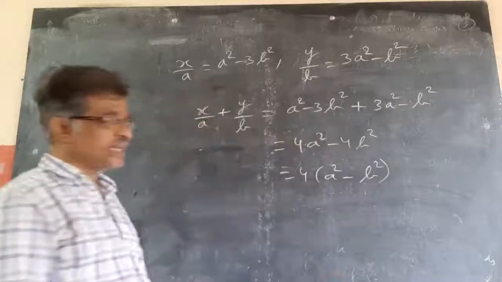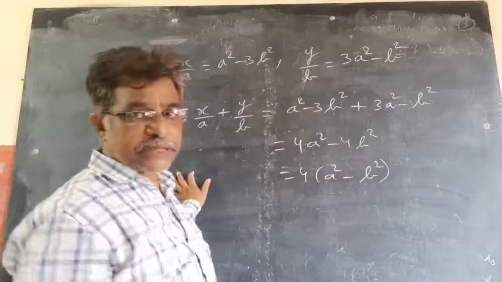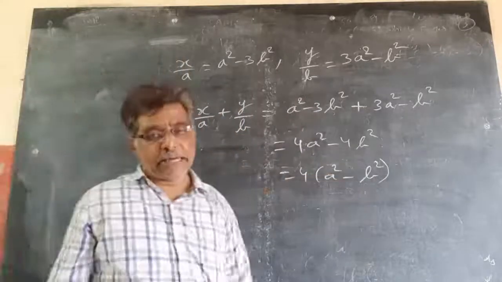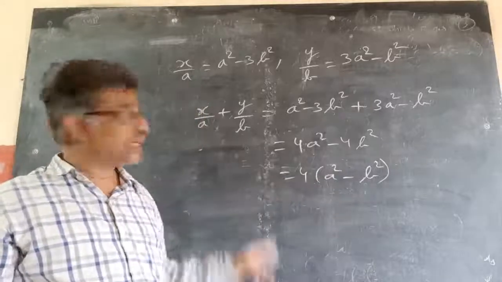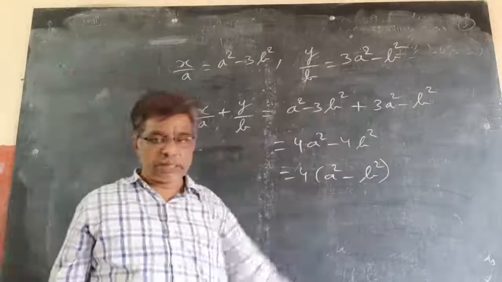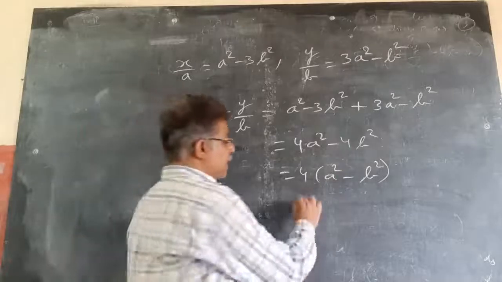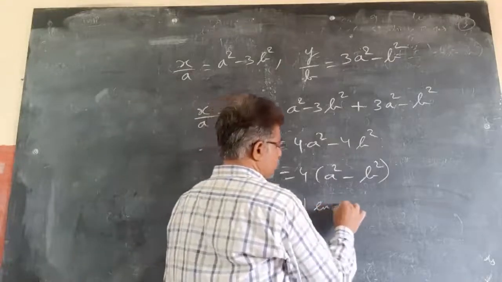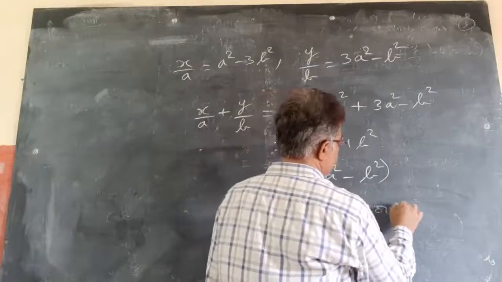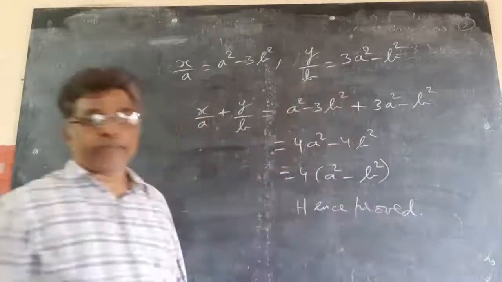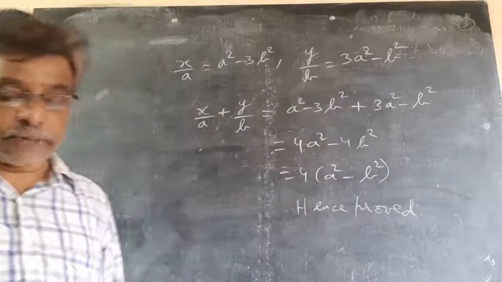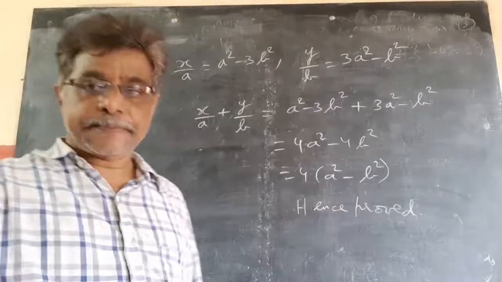That is only what he is asking to prove. Prove that x/a + y/b = 4(a² - b²). So we got it. x/a + y/b = 4(a² - b²). Hence proved. Simple sum. 4 markers. All these are 4 markers. Next.